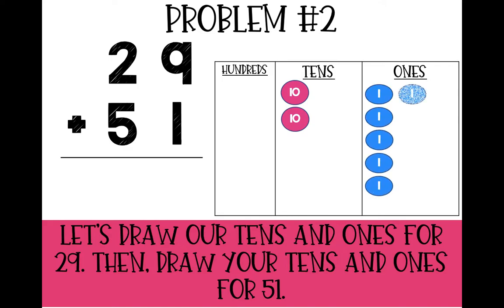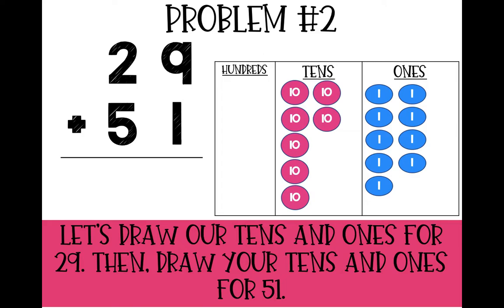9 1s. All right, I'm going to make sure I drew 2 10s, 1, 2, and 9 1s, 1, 2, 3, 4, 5, 6, 7, 8, 9. I've shown 29 on my place value chart. So what do I need to show next? That's right, 51. So we need 5 more 10s. 1, 2, 3, 4, 5. And we need 1 more 1.